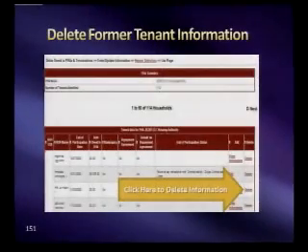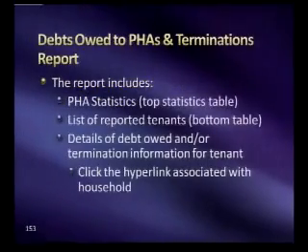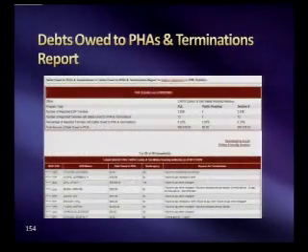And of course, deleting, very simple, you click delete. See how easy that is? And then this is the last component, generating your debts owed to PHAs and termination report. This report basically includes your statistics for your housing authority as to how many adverse records there are, how many reported debts owed, and you'll simply click on the link associated with the household if you want to see the details. This is what your report looks like.